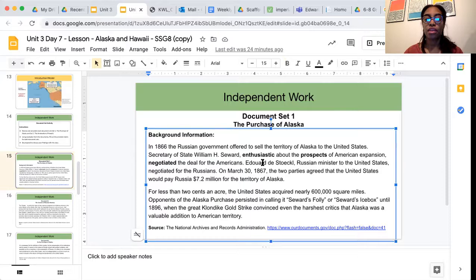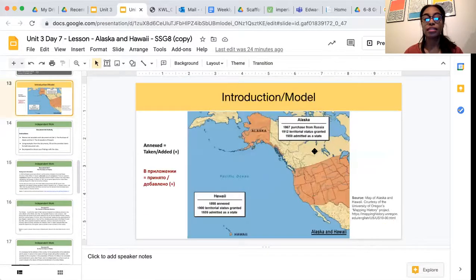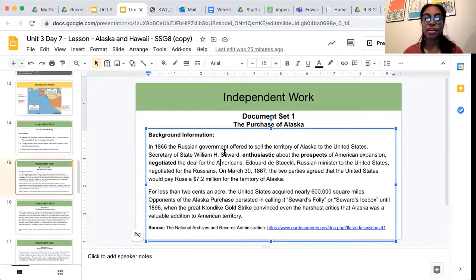Okay. So we know from the map, right? Based on the map, we know Alaska was purchased. So we bought it, right? And here it said that this person, William H. Seward, negotiated the deal for Americans. Okay. Then this man, it says here, Russian minister to the US, negotiated for the Russians. On March 30, 1867, the two parties agreed, said yes, that the United States would pay Russia 7.2.